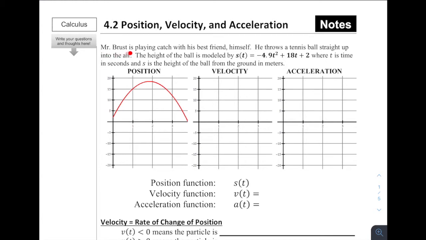So, Mr. Bortnick is playing catch with his best friend, himself. He throws a tennis ball straight up into the air. The height of the ball is modeled by this function s of t, which is equal to negative 4.9t squared plus 18t plus 2, where t is the time in seconds, and s is the height of the ball from the ground in meters.